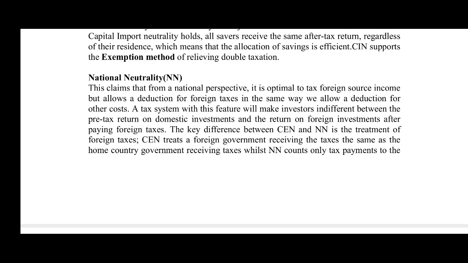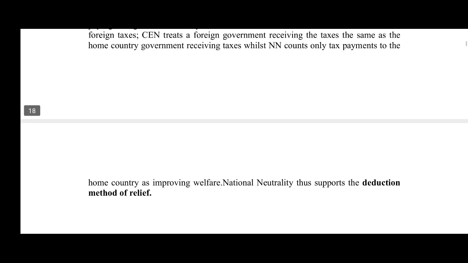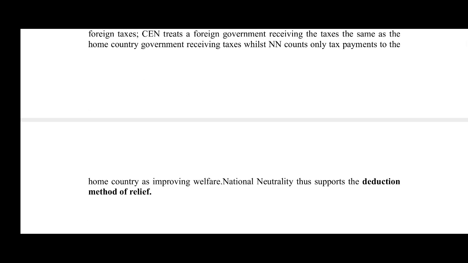So the CEN treats a foreign government receiving the taxes the same as the home country government receiving the taxes, whilst national neutrality counts only the payments to the home country as improving welfare. National neutrality does support the deduction method of relief, yes. So we want to safeguard government revenue, also to improve national welfare. Because of that, we are not granting you a credit and neither are we granting you an exemption, but a deduction so that still we can get the maximum amount of revenue we want. Because a credit reduces the actual taxes while deductions reduce the income to some level. Okay, so it is to safeguard national revenue.